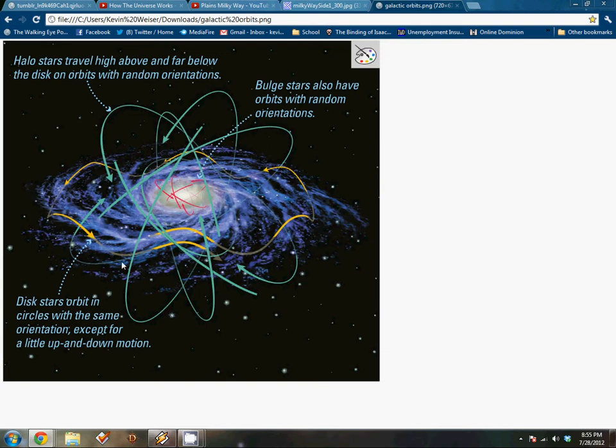The majority of them are within this disk, and that's what gives off the most light. That's what we normally see when we see other galaxies. And disk stars orbit in circles with the same orientation, but they do have a wave motion. They've got an up and down motion. That's part of that 1,000 light year width that we're talking about here. So that does give them some room to do that.